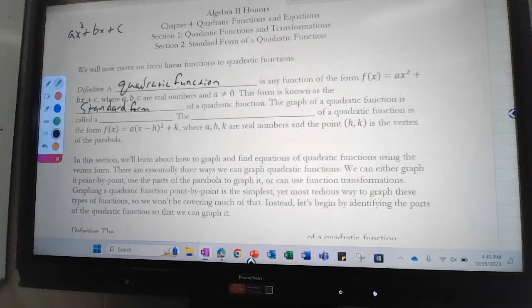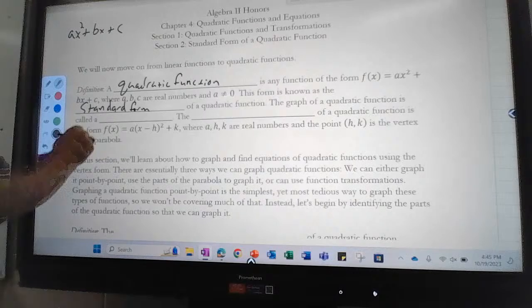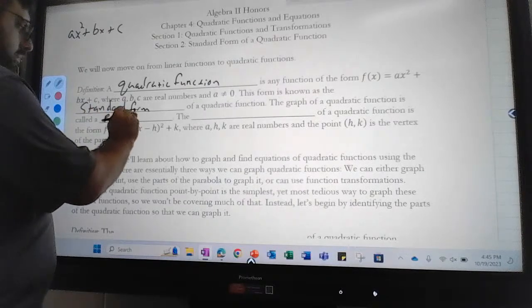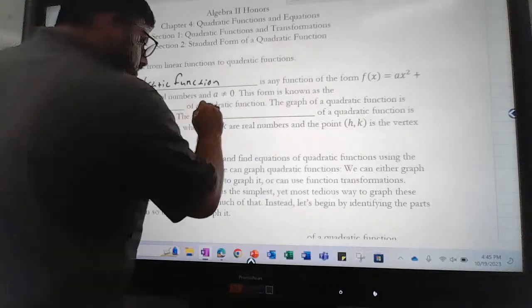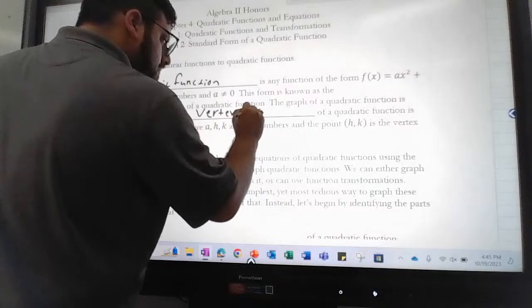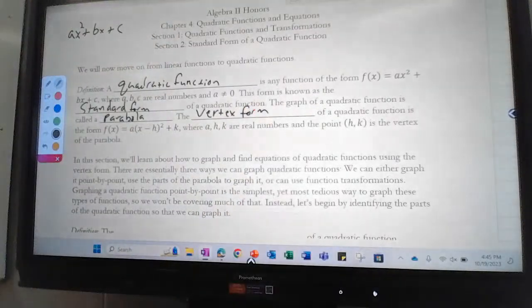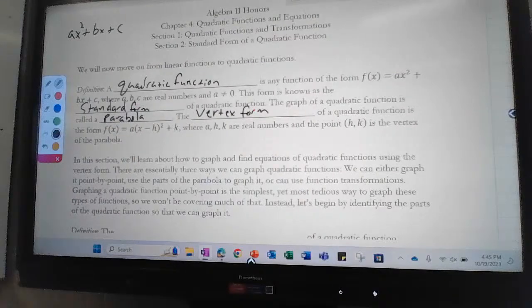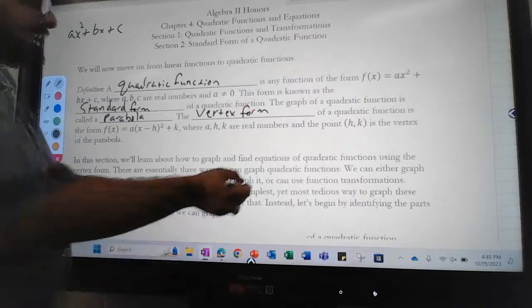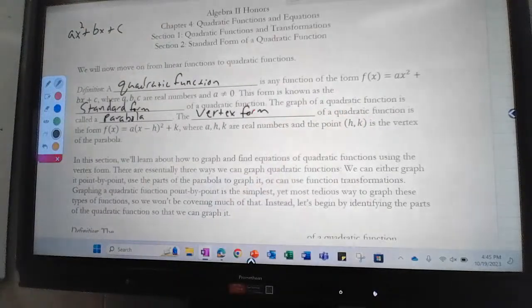Okay. Now, when we graph quadratic functions, it forms a shape called a parabola. And regardless of the parabola that you draw, there are really two forms, well, technically 3, but we'll cover 2 here. There are 2 forms for the quadratic function. There's standard form, and there's what's called vertex form. And the vertex form is given by this, where a, h, and k are real numbers. The reason why it's called vertex form is that the point (h, k) is the vertex of your parabola.